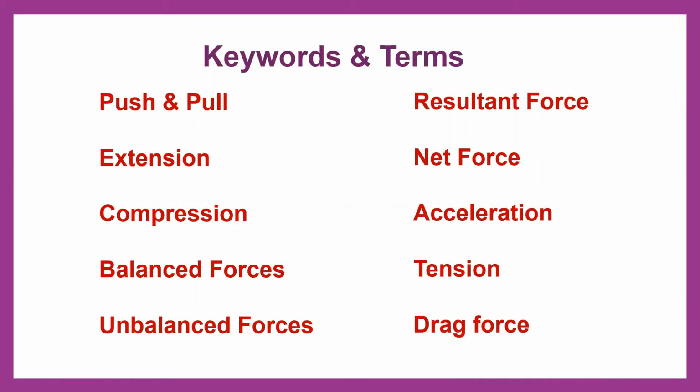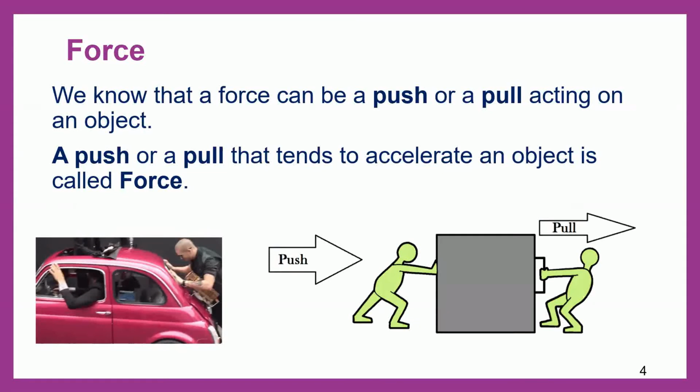Here is the list of some keywords used in the lesson. These keywords will give you confidence to link the unknown terms with the known. The known terms in the list will help the students to boost the learning process. A push or pull that tends to accelerate an object is called a force. Force is a vector quantity because it has direction. The unit of the force is newtons.